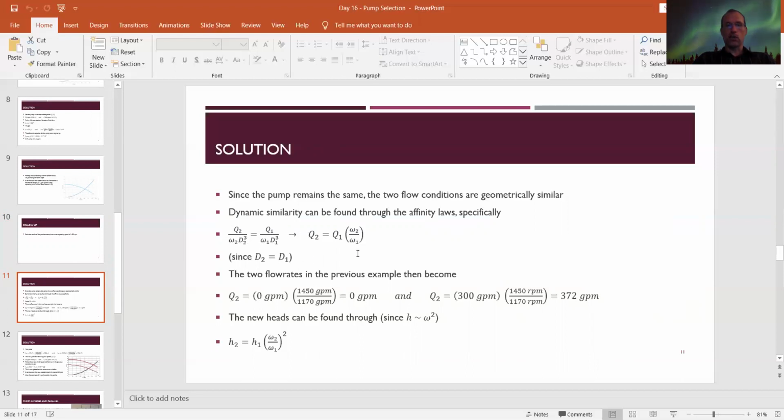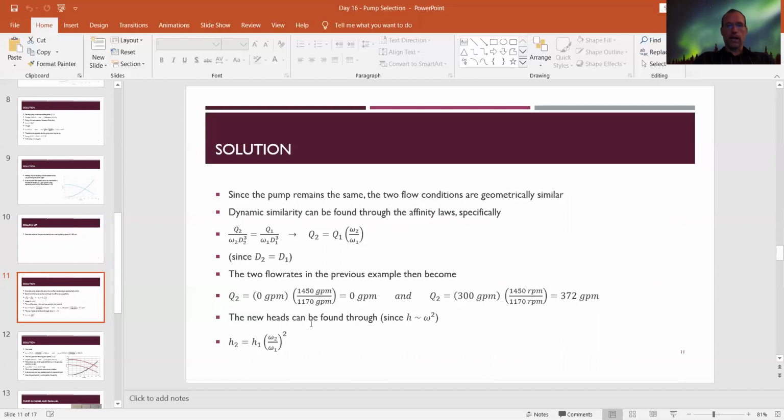So again, we see a linear relationship between Q and omega, like we saw at the beginning of this lecture. So now with that, I can find my new flow rates. My first flow rate, first data point from the previous example, was 0. So again, it ends up being 0. Second flow rate of 300 gallons per minute, I can scale that, omega 2, 1450 RPM, over omega 1, 1170 RPM. Gives me a new flow rate for that second point of 372 gallons per minute.